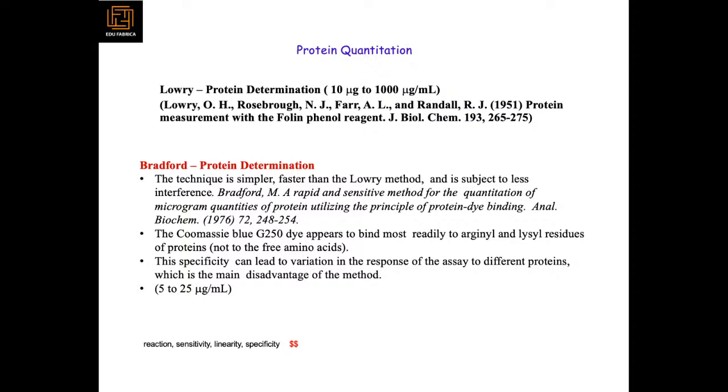Then how do you do protein quantitation? There are two methods, Lowry and Bradford. Lowry is quite an old one, which can determine protein concentration from 10 microgram to 1000 microgram per ml. Whereas Bradford is simpler and faster than the Lowry method, and in this we use Coomassie Blue G250 dye, which is most readily available and attaches to the arginine and lysine residues of your proteins, and it can give you about 5 to 25 microgram per ml.